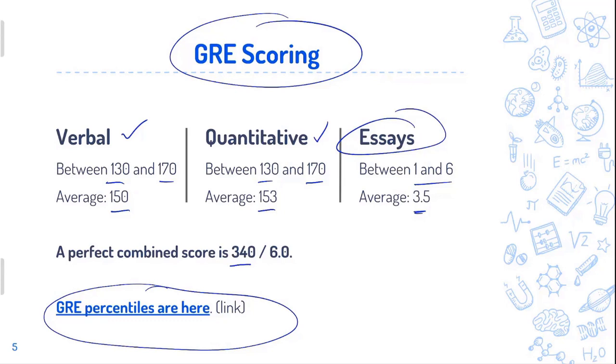So just for fun, I'll give you a random score and its percentiles, like a 160 verbal, 160 quant, and a 4.5 essay or analytical writing assessment. So the verbal percentile would be 86th, the math would be 74th, and the essay would be 82nd.